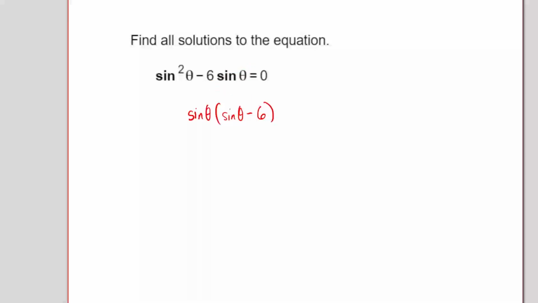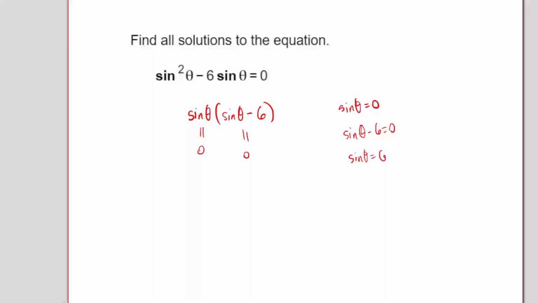Now we have to set one of these factors equal to 0, so either of these has to be equal to 0. Firstly, we get sine theta is equal to 0, or sine theta minus 6 is equal to 0. But this implies that sine theta must be equal to 6, because if we add 6 on both sides, we get sine theta equals 6.